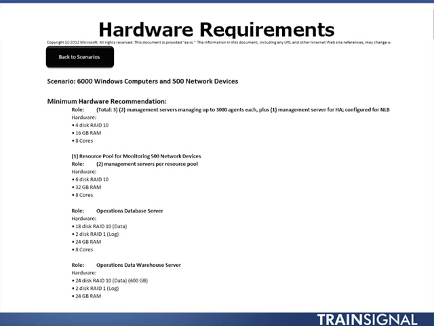And again, you're going to see that there's a recommendation for a 6-disk RAID 10, 32 gigs of RAM, and 8 cores for the servers in the resource pool. They're going to watch those network devices. So it takes quite a bit more hardware to watch network devices.